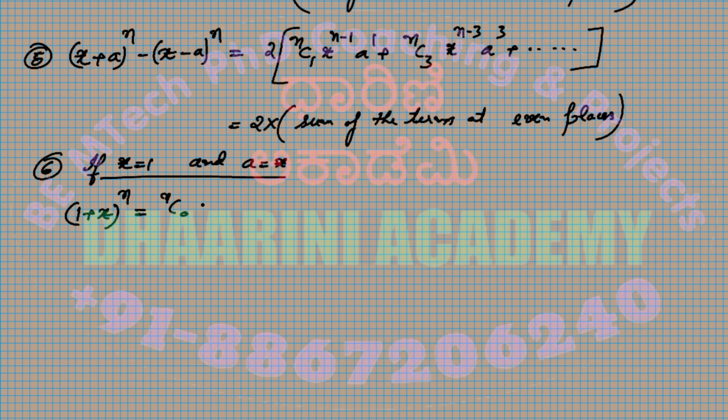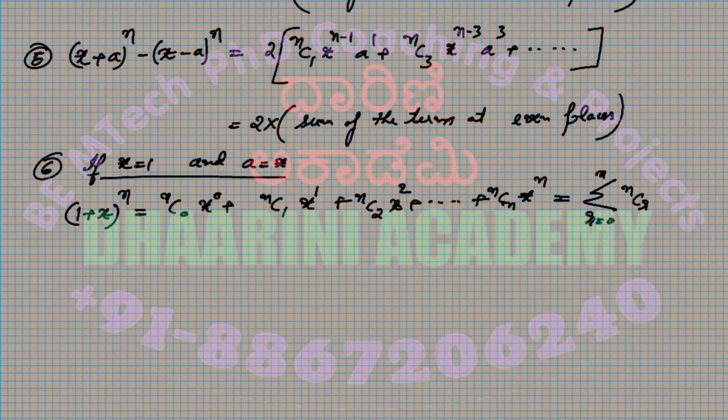This is nC0 into x to the 0 plus nC1 x to the power 1. You see, since the first term is equal to 1 here, 1 to the power anything doesn't matter. So plus nC2 x squared, right? And the last term is nCn x to the power n. So I can write this expansion in short: 1 plus x to the power n is nothing but the summation r equal to 0 till n of nCr into x to the power r. So that's the answer.